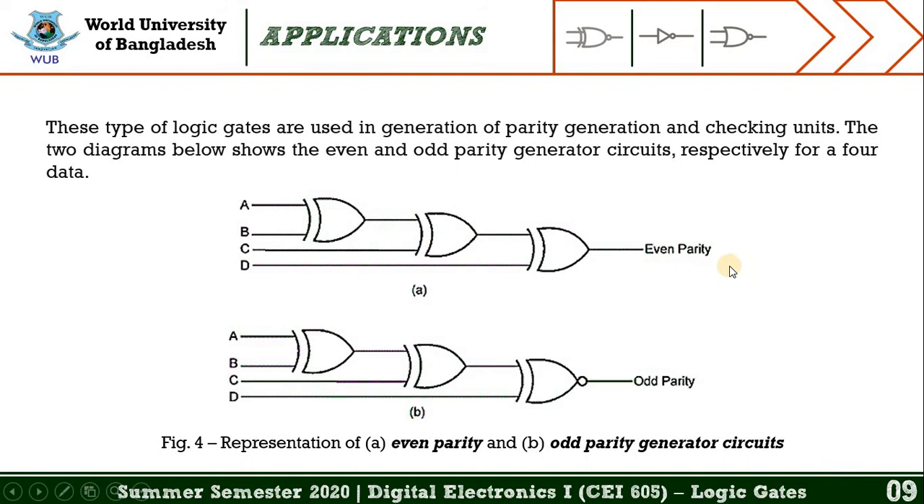From this slide we may learn some applications of the XOR gate. These types of logic gates are used in parity generator and checking units. The 2 diagrams below show the even and odd parity generator circuits respectively for 4 data bits; the first one represents even parity and the second one represents odd parity.